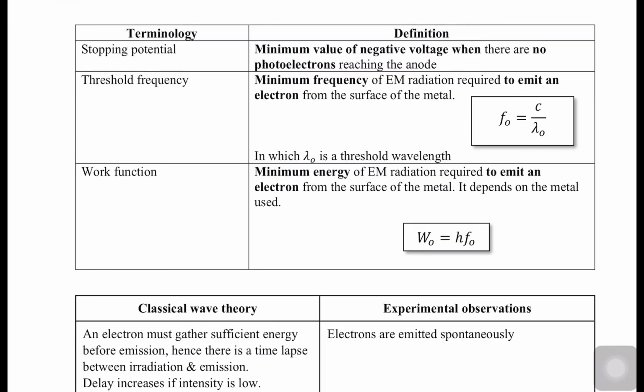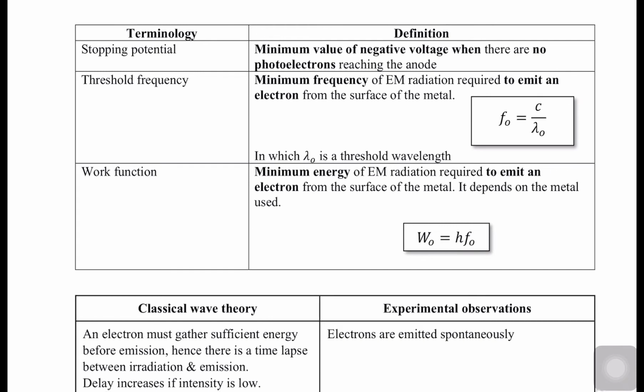Next, kita ada several terminology dalam chapter ni. First, kita stopping potential. Tu yang saya buat explain tadi, yang kita reverse the polarity of the power supply. Okay, stopping potential is defined as minimum value of negative voltage when there is no photoelectron reaching the anode. Maksudnya circuit awak terputus lah. So, bila circuit awak terputus, there's no reading on the emitter. So, basically apa value of V yang kita dapat tu adalah stopping potential.